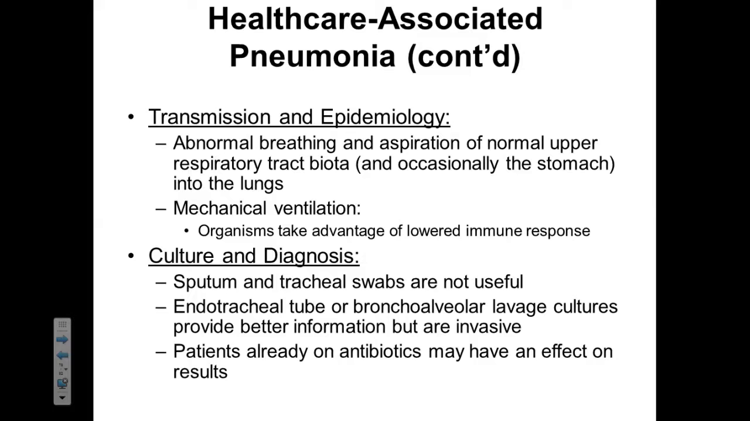Mechanical ventilation of a patient will oftentimes push these microorganisms from the upper respiratory tract to the lower respiratory tract as that tube is inserted through the trachea. To culture and diagnose this kind of pneumonia in a patient, we're going to need to collect a sputum sample and a tracheal swab, but they aren't entirely useful. Other times, we should look at the endotracheal tube for bronchoalveolar lavage culture. So instead of getting a swab from the upper respiratory tract, we should try to collect a sample from the lower respiratory tract. That upper respiratory sample can be collected, but it's not terribly useful.